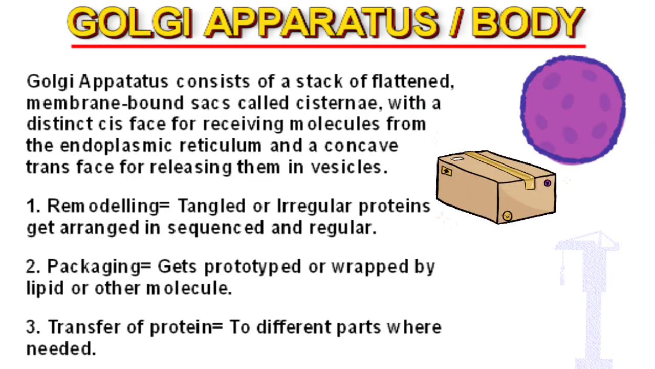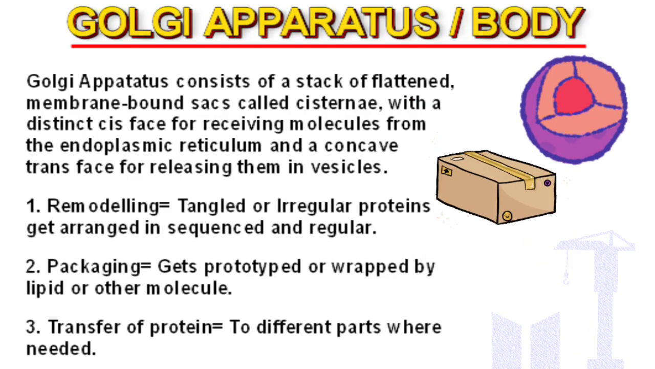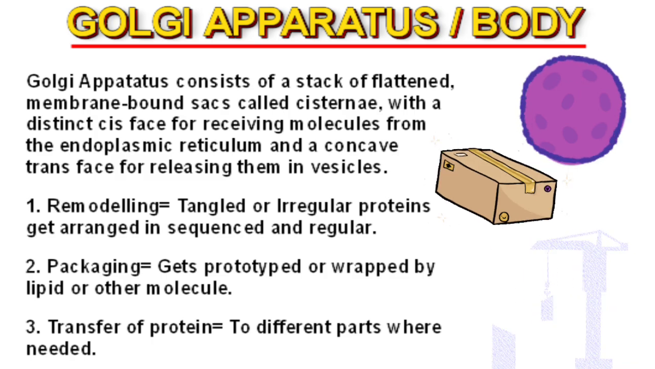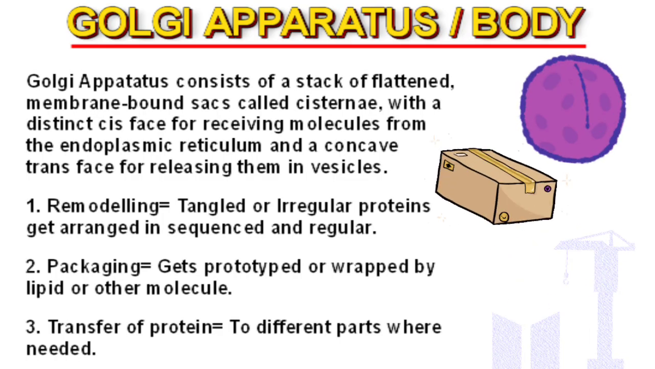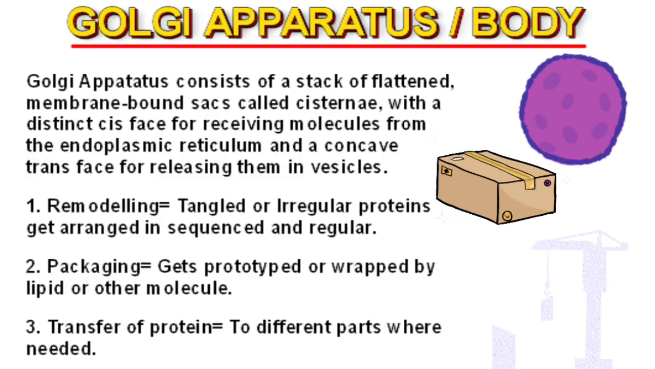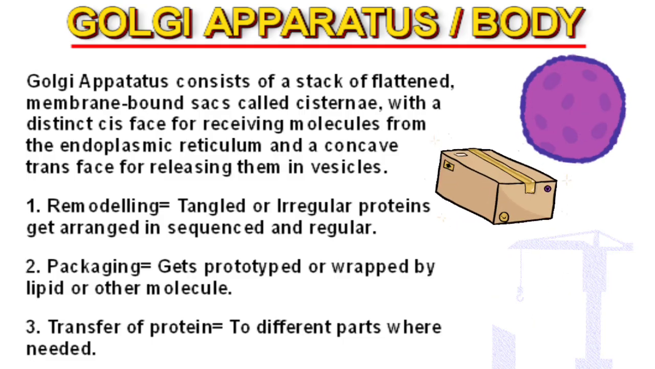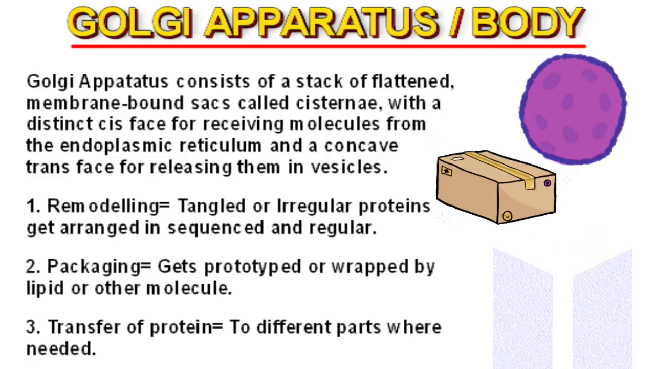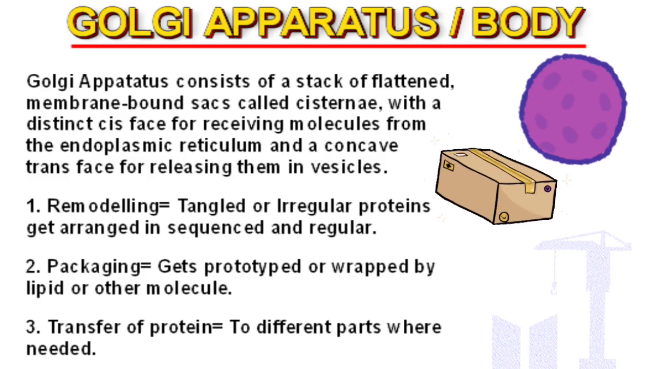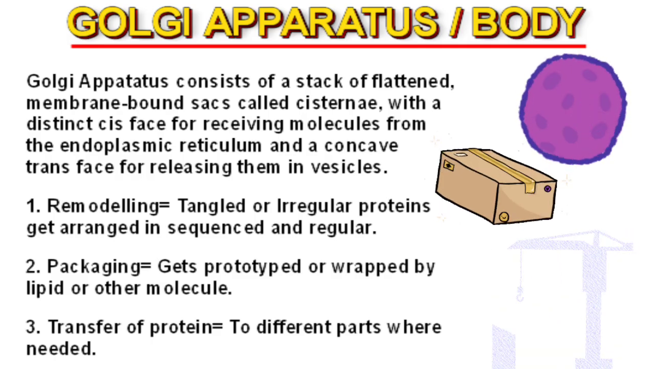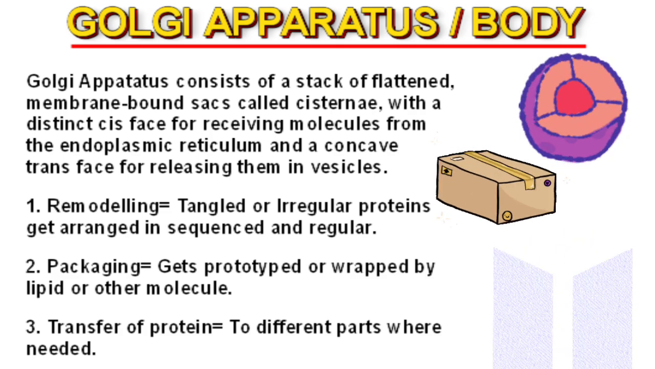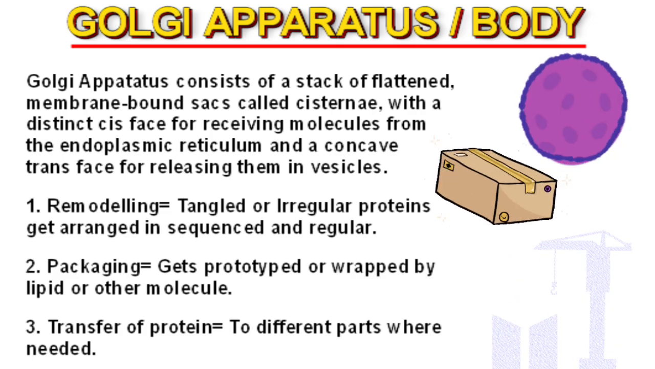Next organelle that we study is Golgi apparatus or Golgi body. It is a stacked flattened membrane that contains bound sacs called cisternae with a cis face for receiving molecules from the endoplasmic reticulum, that is the protein, and the protein is remodeled. If it is beta pleated or any other shape, it is converted into alpha helical, that is known as remodeling. Then the lipid molecules are packed inside a lipid covering that helps in transfer of protein from one part to another part. And last is the transfer of protein to different parts where the protein is needed.